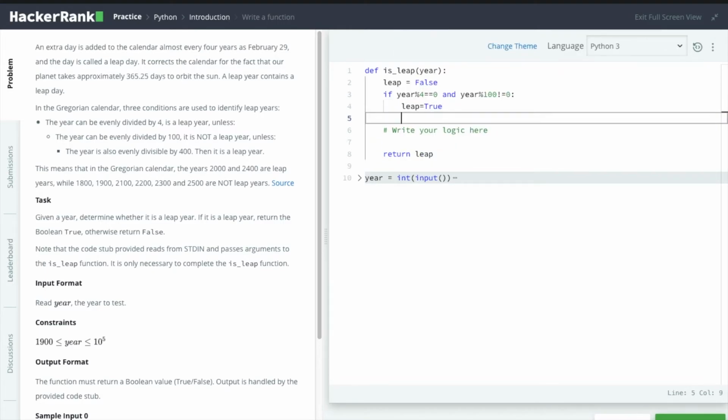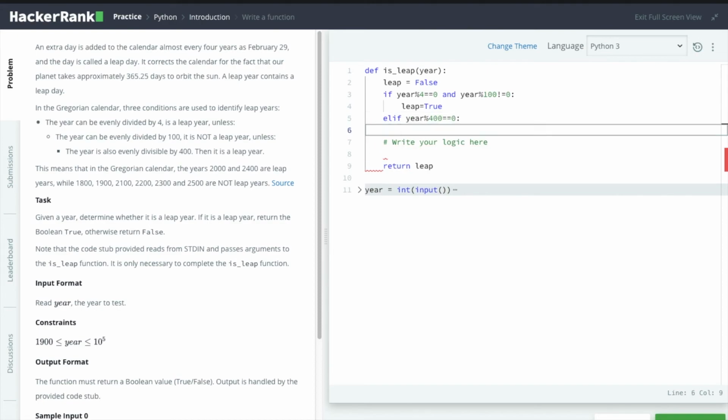Now the last condition is even though the number is divisible by 4 and 100, if it is also divisible by 400, then it is considered a leap year. So now let's write the condition else if. The reason we are going to use else if is that if the year is divisible by 4 and also divisible by 100, it is not going to satisfy the if condition. So we can catch that number by writing else if. Here, year % 400 == 0. Leap = true.